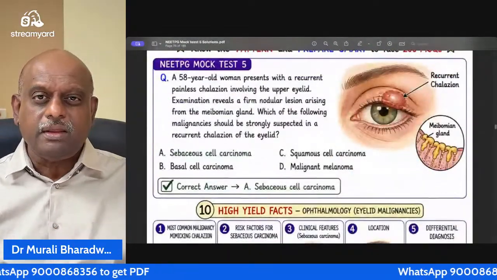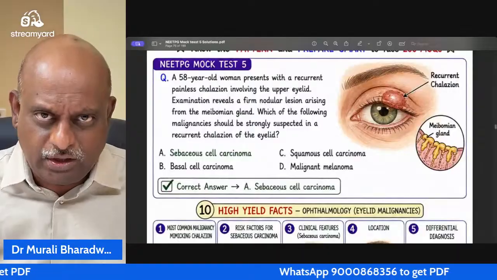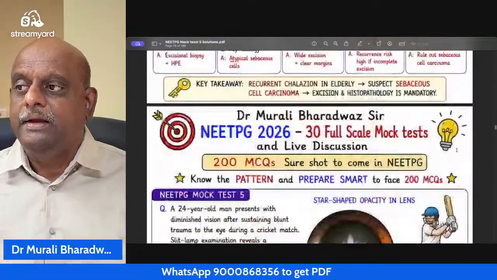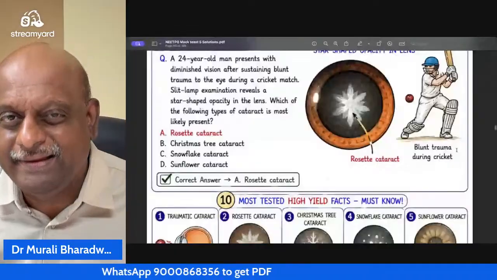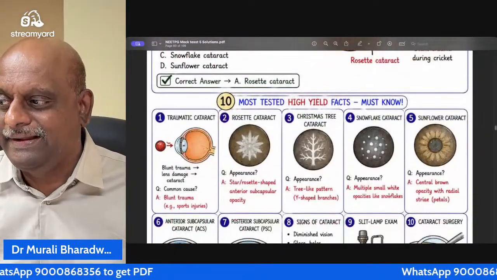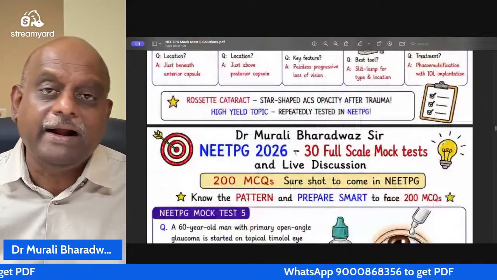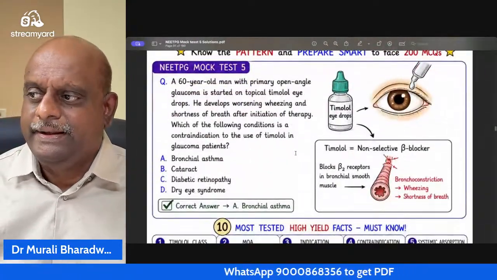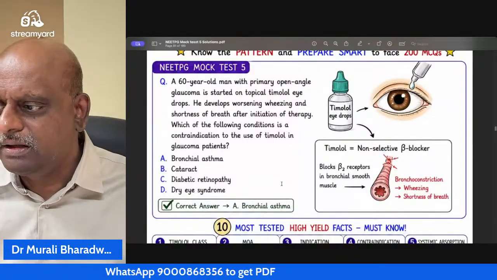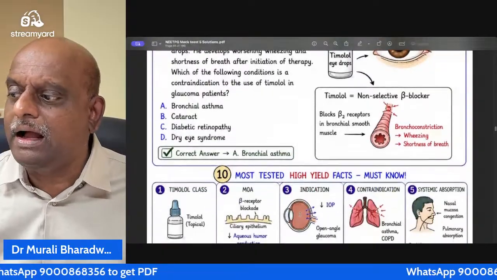There is a chorioretinal atrophy where there is a degeneration of the retinal pigment epithelium is what we need to remember. Firm nodular lesion arising from the meibomian gland, you need to think of sebaceous cell carcinoma. Whenever there is any trauma, we get the rosette cataract as the characteristic feature, right? So you need to know which type of cataracts, where are they found. So, timolol is a beta blocker, which is not good when our patient is having bronchial asthma.